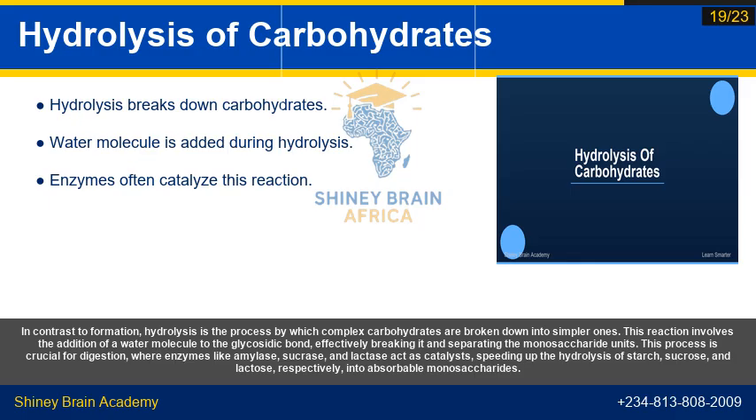In contrast to formation, hydrolysis is the process by which complex carbohydrates are broken down into simpler ones. This reaction involves the addition of a water molecule to the glycosidic bond, effectively breaking it and separating the monosaccharide units. This process is crucial for digestion, where enzymes like amylase, sucrase, and lactase act as catalysts, speeding up the hydrolysis of starch, sucrose, and lactose, respectively, into absorbable monosaccharides.